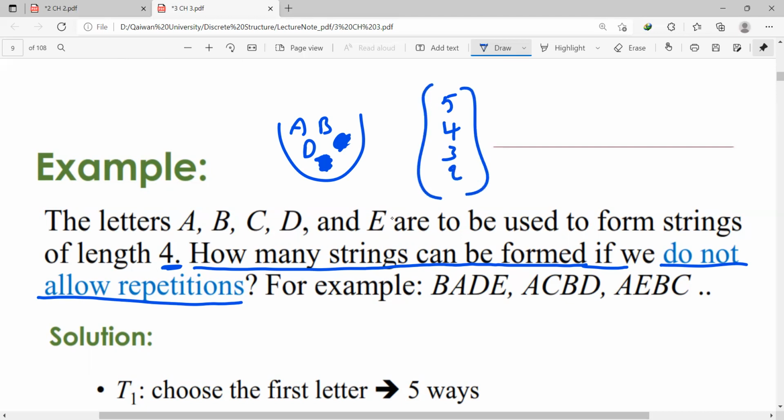That means here we pick the first letter among 5 letters. After choosing the first letter, we cannot choose that letter again, so we remove that letter from the box. Then for the second letter, we choose from 4. After picking the second letter, again it's reduced by 1, so we get 3 letters now. To choose the third letter, we pick from 3, and then for the fourth one it is 2. So this is the procedure. I'm going to write it down here.